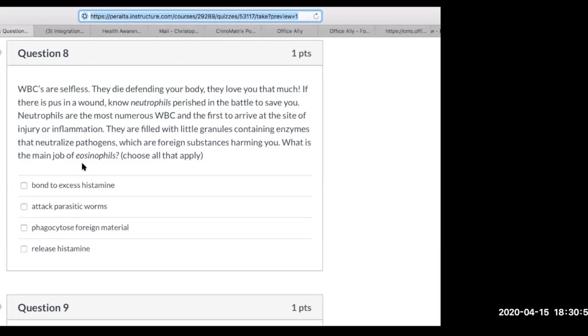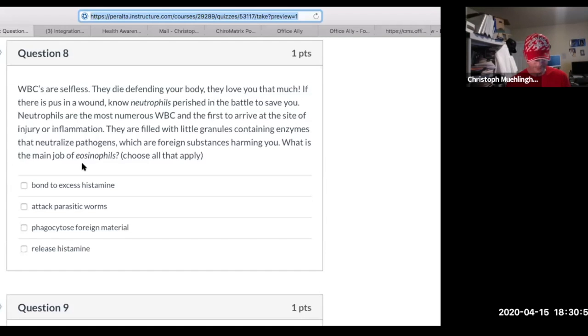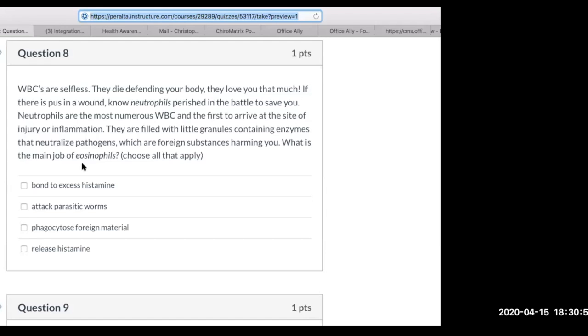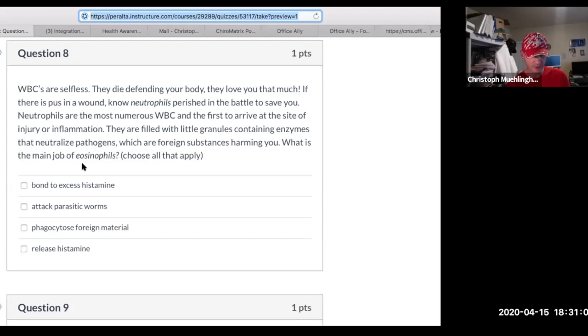What is the main job of eosinophils? Choose all that apply. Respond to excess histamine and attack parasite worms. Yes. Good. And that was Melissa.